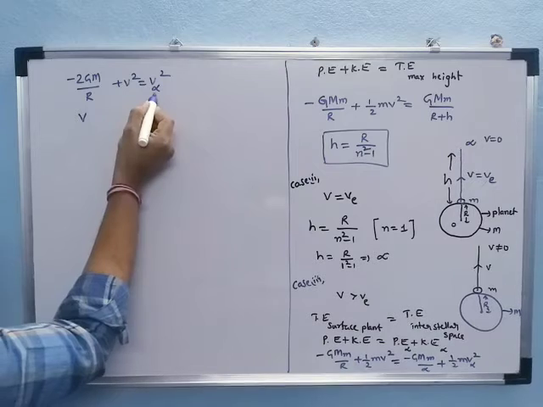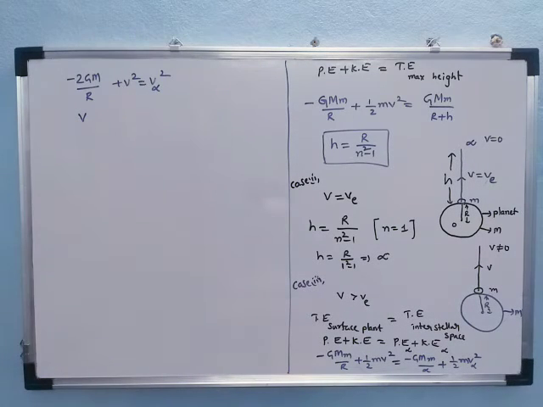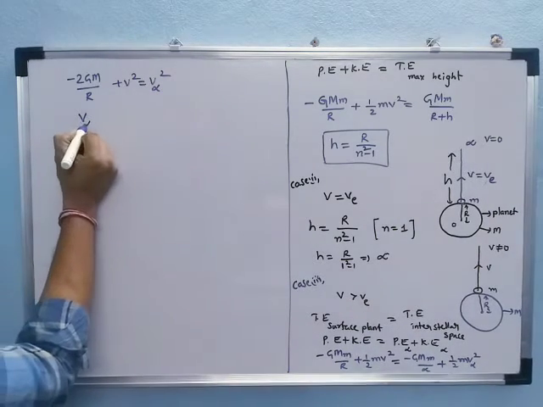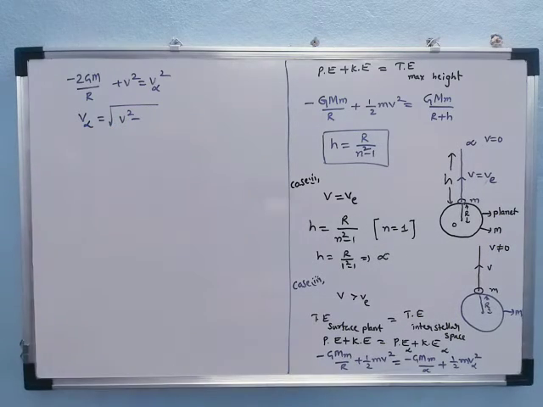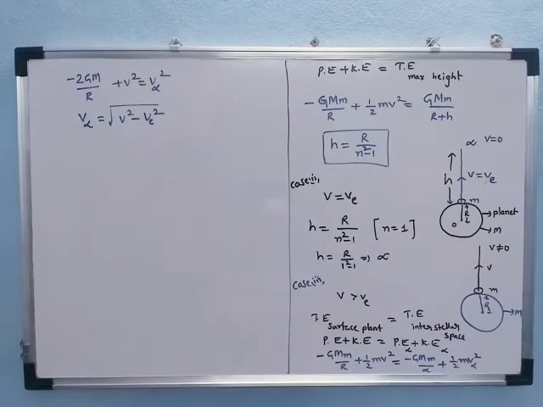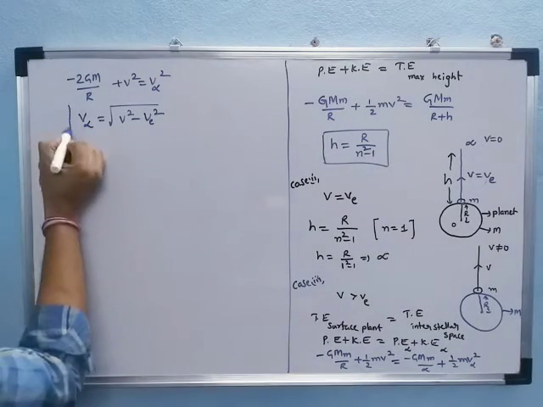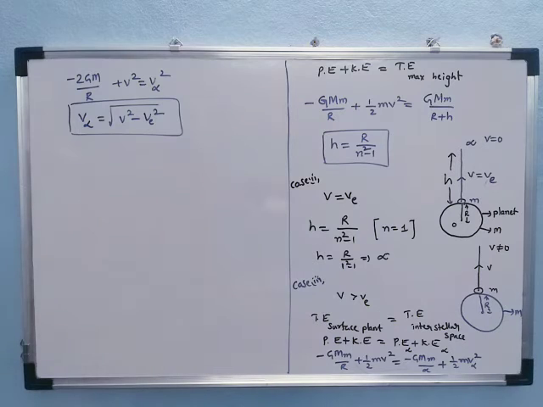Here v infinity is nothing but the velocity at infinity. Now this velocity at infinity is equal to the square root of v square minus v e square, where v e is the escape velocity. This is the formula when the object is moving with a velocity greater than the escape velocity: the velocity at infinity is equal to the square root of v square minus v e square.